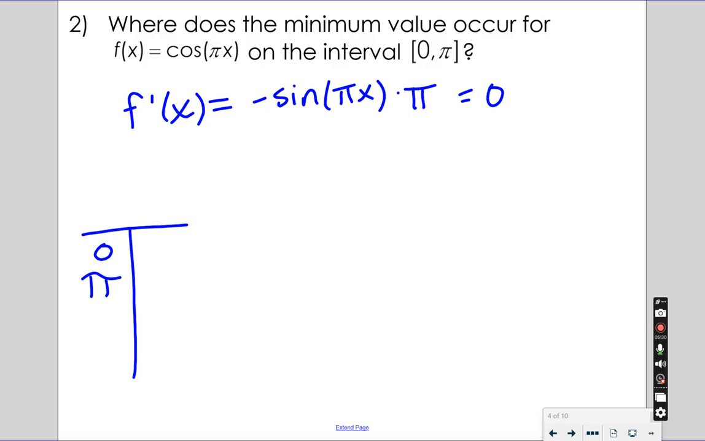I think we can get rid of this pi and the negative. Let's just divide by those. So now we have sine of pi x equals 0. Do we remember how to solve these? Yeah, I'm basically taking the arc sine of both sides, so I need to figure out where the sine is equal to 0. 0. Where else?